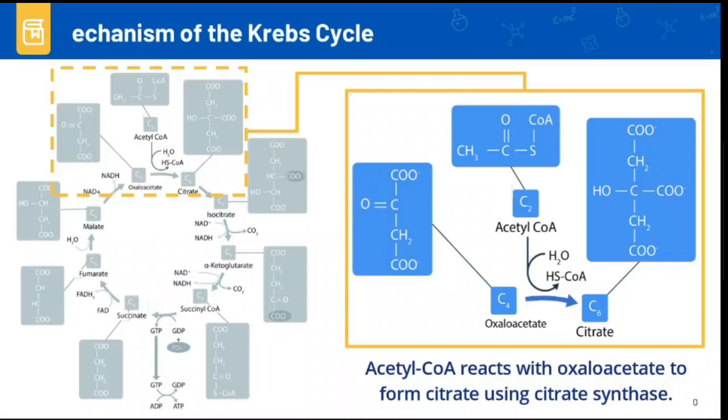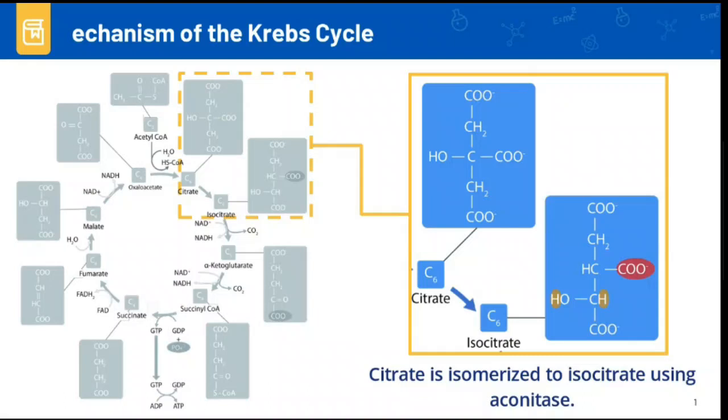So this process is catalyzed by what we call the citrate synthase. Now citrate undergoes isomerization and becomes your isocitrate. Why is it isomers? It's because they have the same chemical formula, but they have different structures. Now, which results in the formation? How is it synthesized?